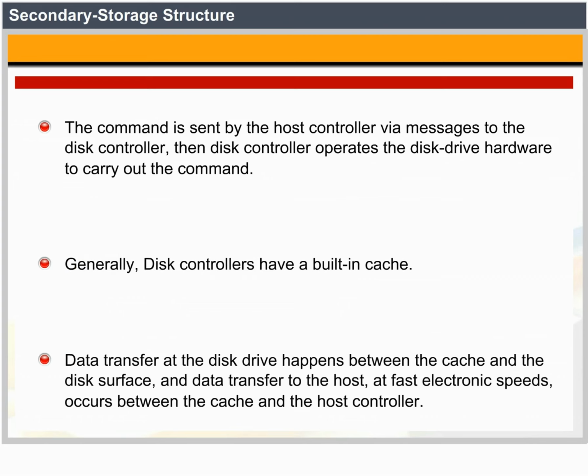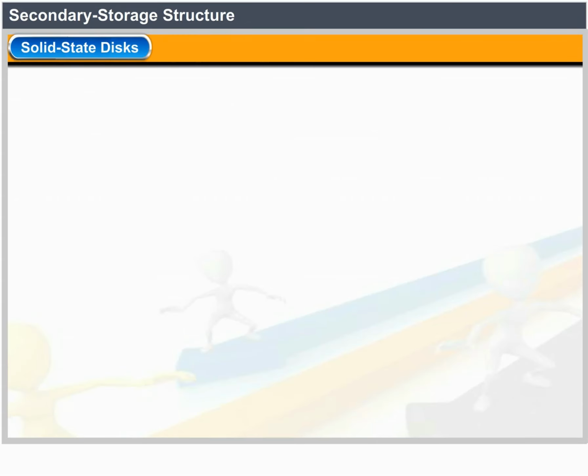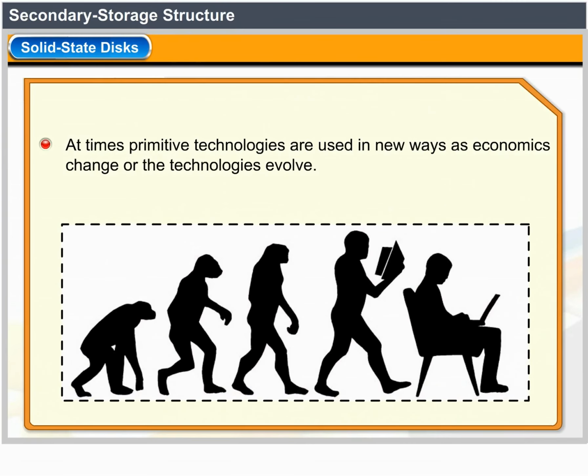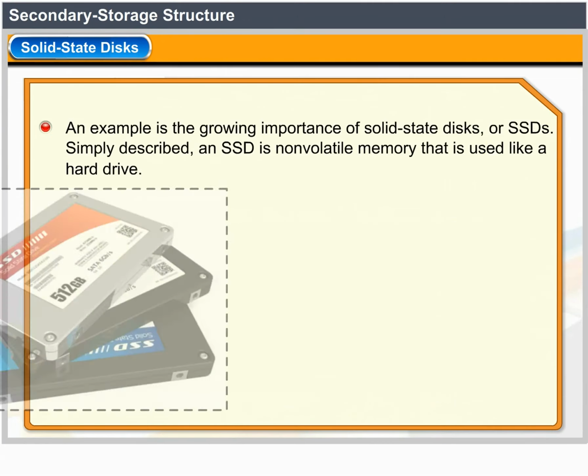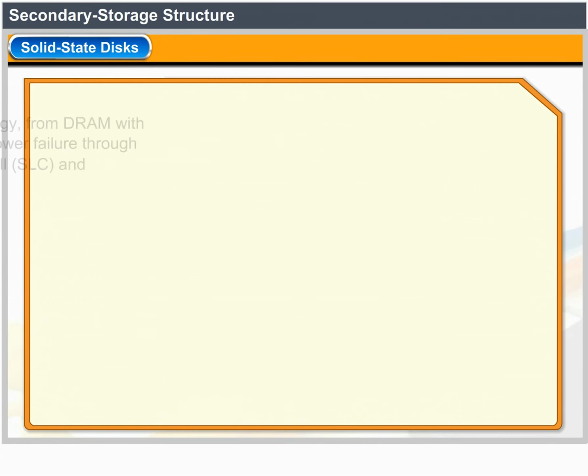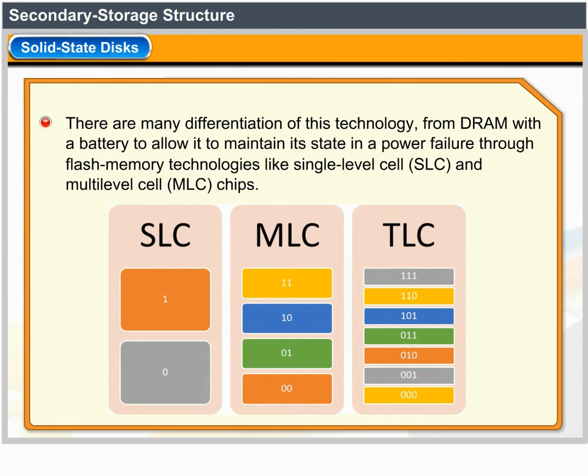Solid-state disks. Sometimes old technologies are used in new ways as economics change or the technologies evolve. An example is the growing importance of solid-state disks or SSDs. Simply described, an SSD is non-volatile memory that is used like a hard drive. There are many variations of this technology, from DRAM with a battery to allow it to maintain its state in a power failure through flash memory technologies like single-level cell SLC and multi-level cell MLC chips.